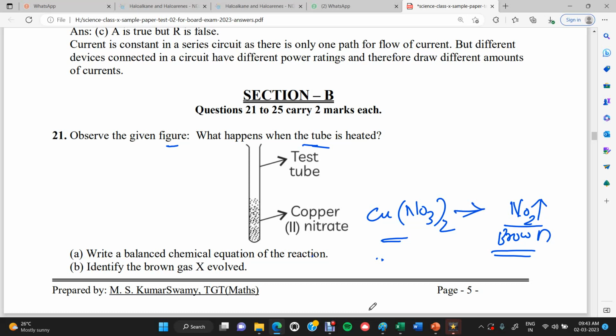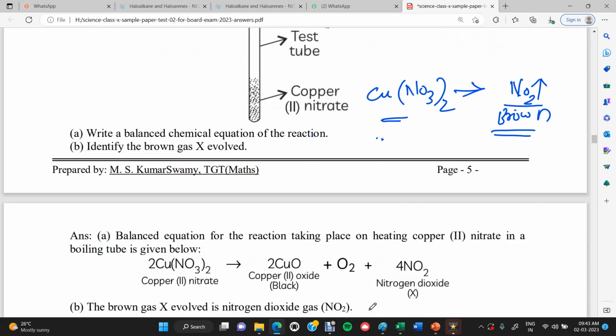Okay. Write the balanced chemical equation. Cu(NO3)2, NO2 has evolved, plus Cu will be there. Yes, copper forms copper oxide. Along with that NO2, it gives oxygen as well as copper oxide. So this is copper nitrate. It gives copper oxide, oxygen and nitrogen dioxide.